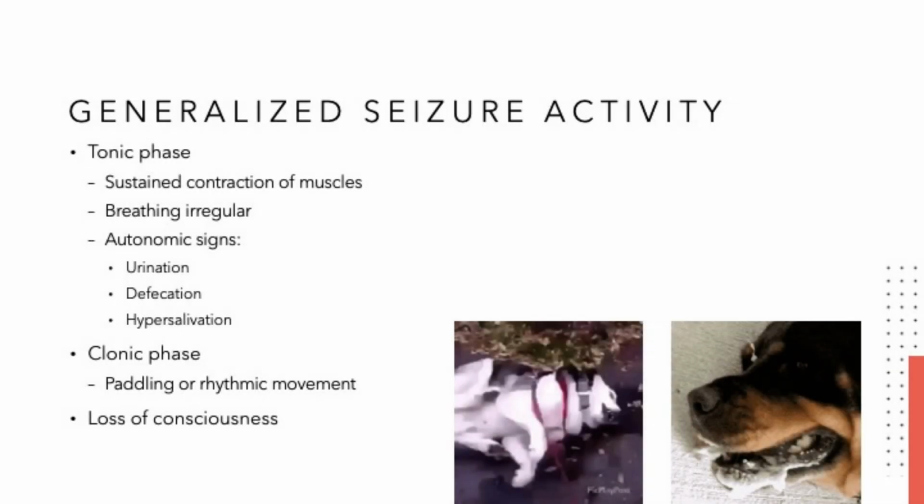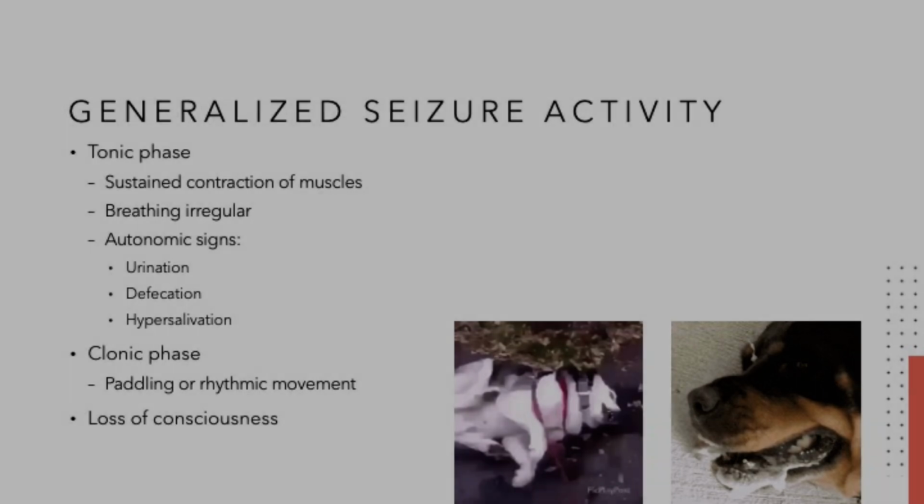Seizures are broadly classified into two categories: generalized and focal seizures. Generalized seizures involve bilateral hemispheric brain activity and typically result in loss of consciousness. They typically manifest as tonic-clonic seizures. They are characterized by an initial tonic phase, where the dog exhibits muscle rigidity, often leading to collapse. This is followed by the clonic phase, during which the dog may experience paddling motions, jaw chomping, and rhythmic jerking of limbs. During seizure activity, autonomic discharge may be observed. This may include urination, defecation, and hypersalivation.